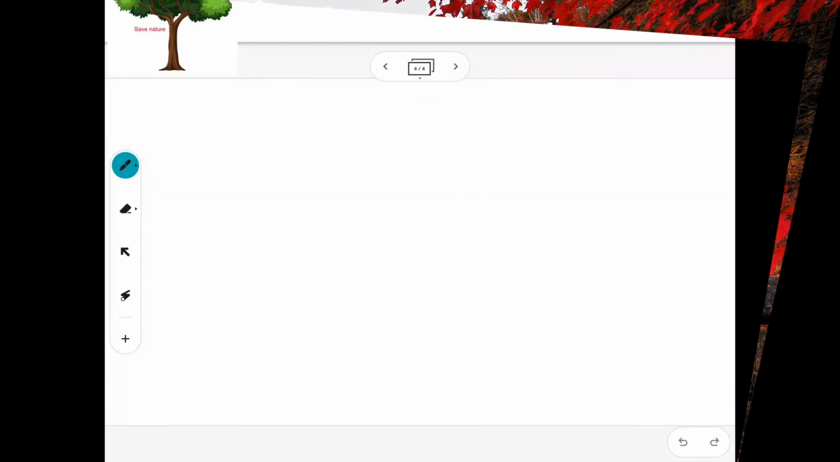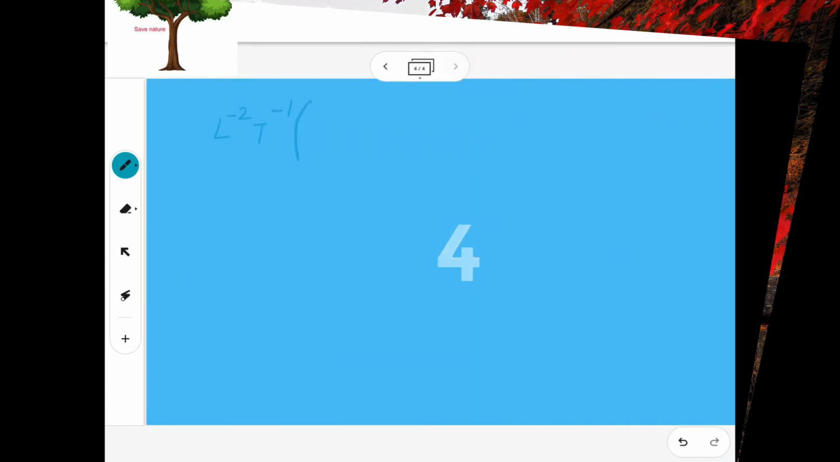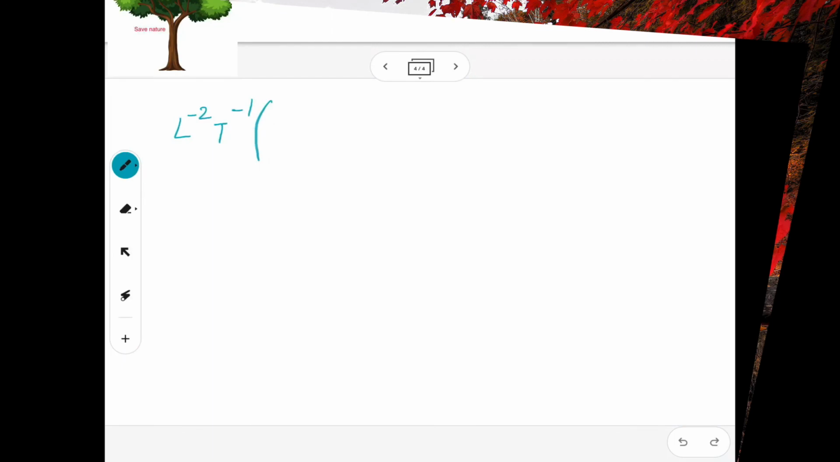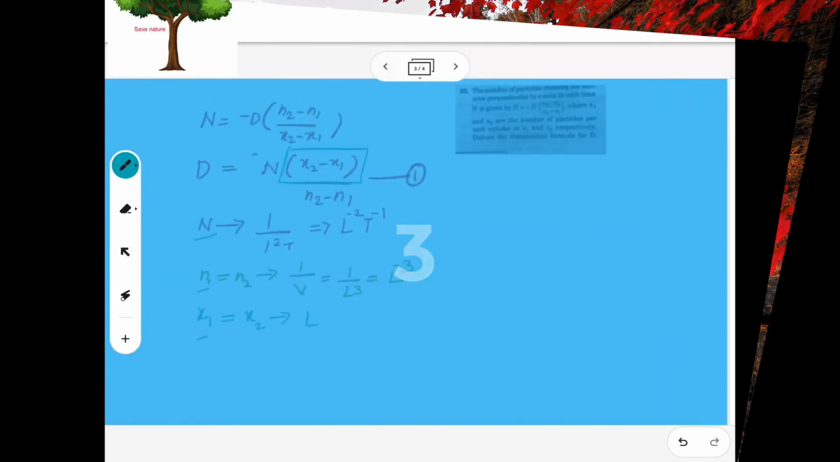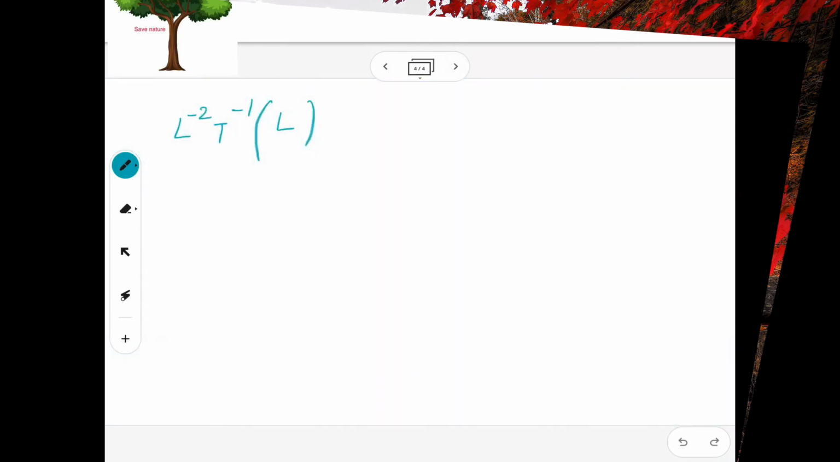So I can write it as L raised to minus 2 T raised to minus 1. This is the dimension of N, into the dimension of (x2 minus x1). So x2 and x1 both have the same dimension, which is L. Now divided by (n2 minus n1). So the dimension of n1 and n2 is L raised to minus 3, that we have done. So that will be L raised to minus 3.